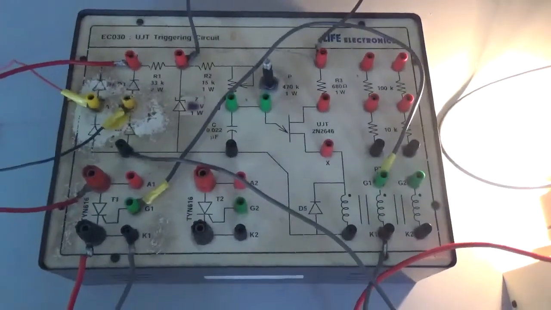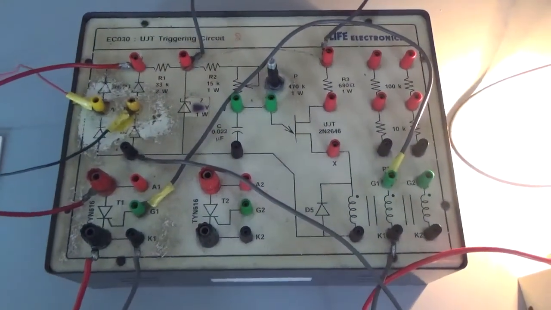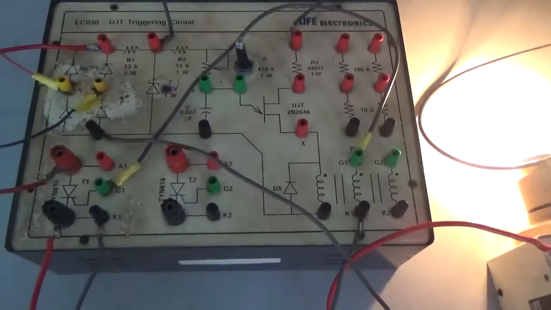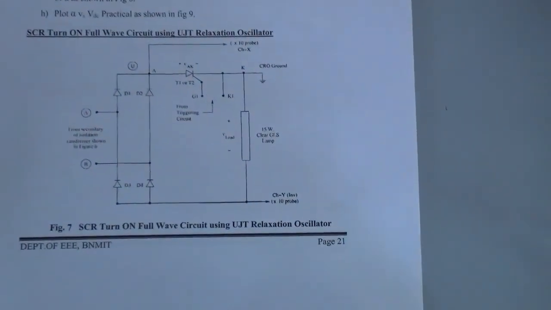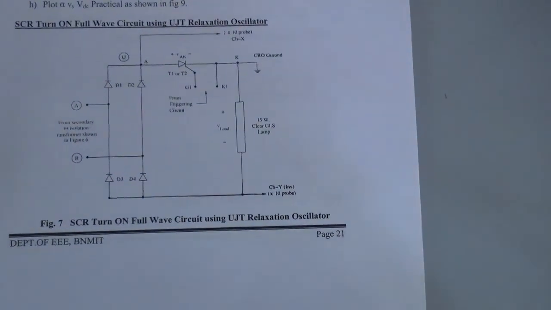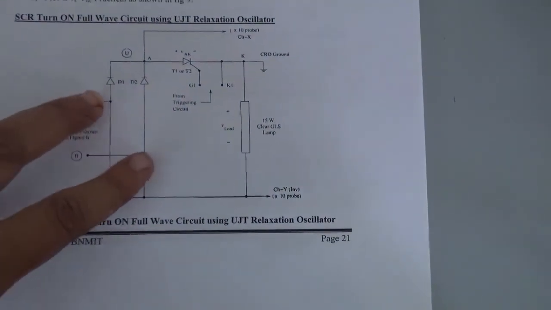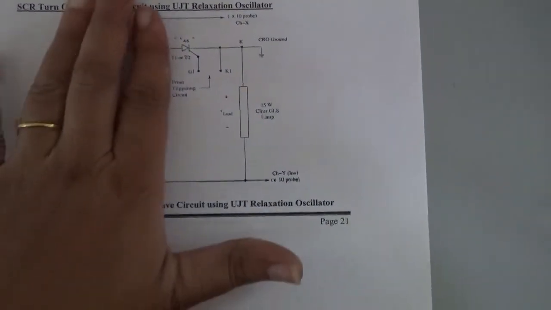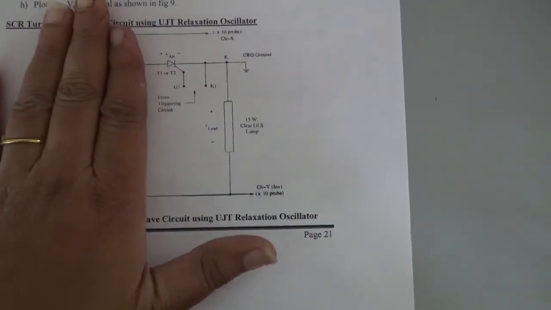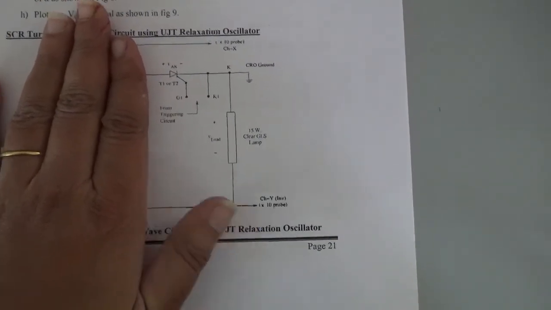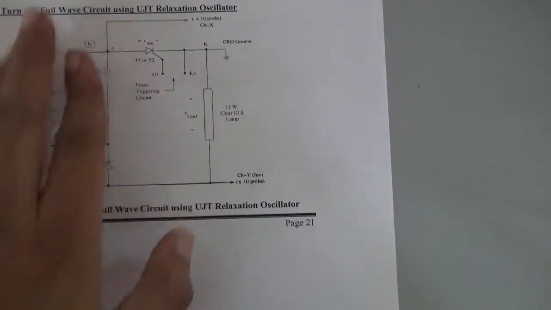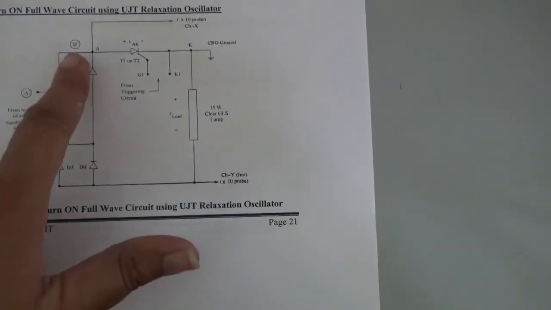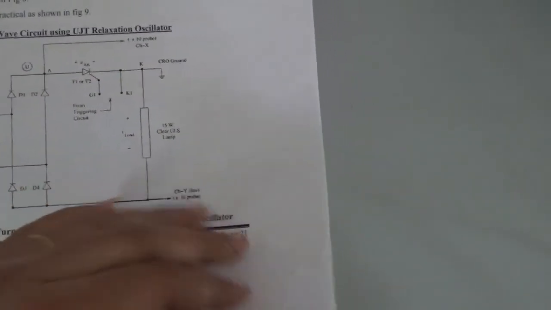Now let's see how to conduct the full wave rectifier. This is the circuit diagram for the full wave rectifier using UJT relaxation oscillator. If you observe here, the 230 volt supply is given to the rectifier terminals, and the output of the rectifier is connected to the half wave controlled rectifier. The remaining part of the circuit is similar to the half wave rectifier. Instead of giving AC supply, we have given the rectified output voltage. The rectified output voltage waveform looks like this.